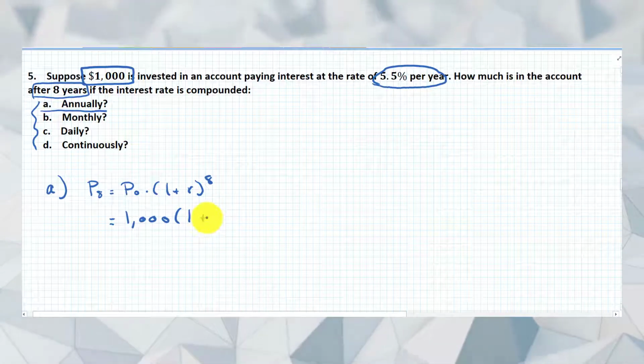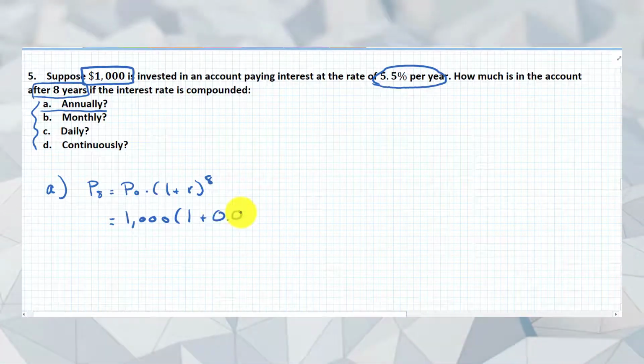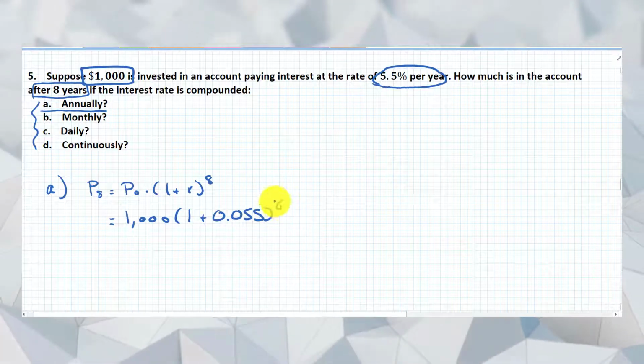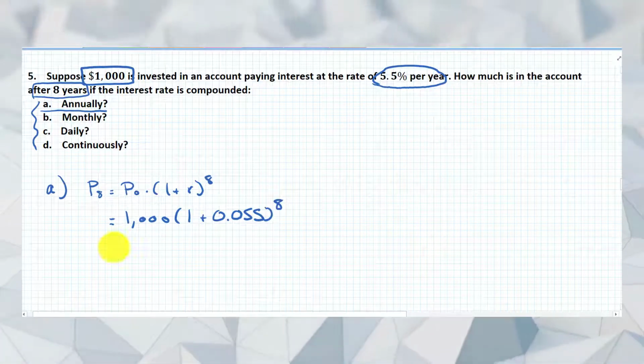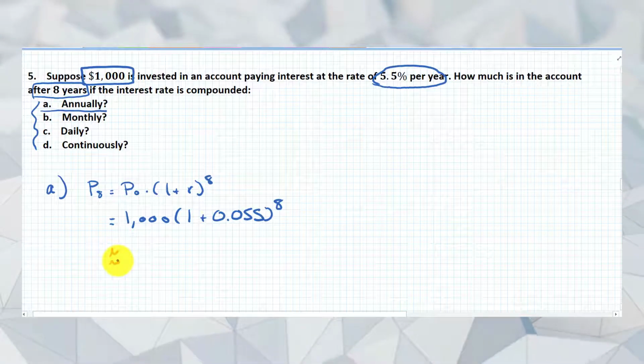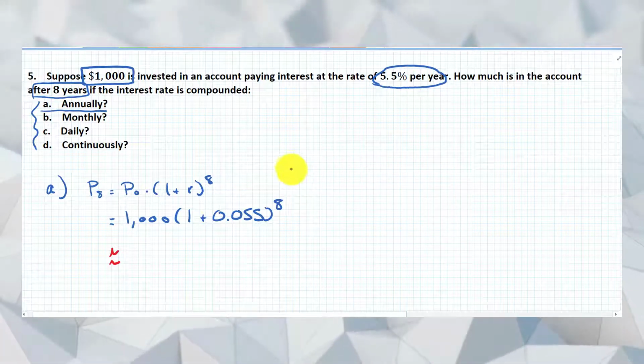R is 5.5%, right? So it's 0.055 to the power of 8. Okay, I'll take the calculator and I will write my final values after, okay? B, what do I do for B?